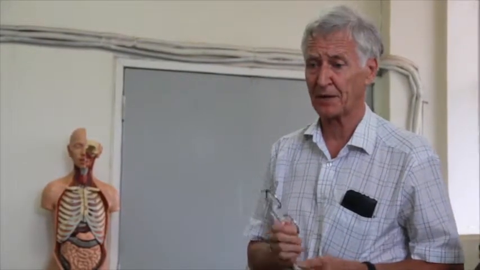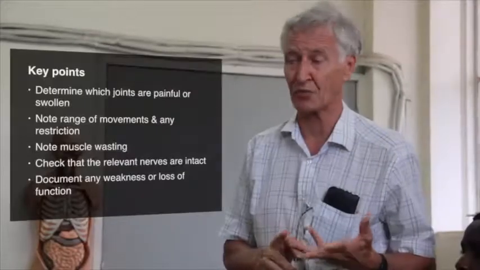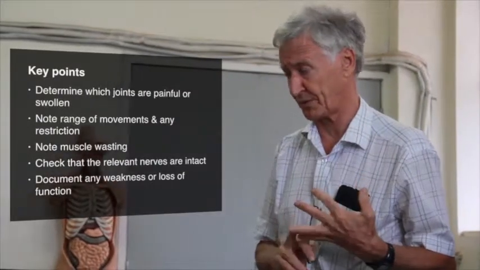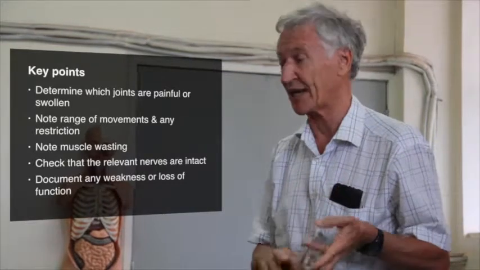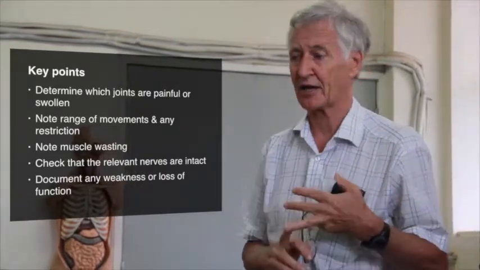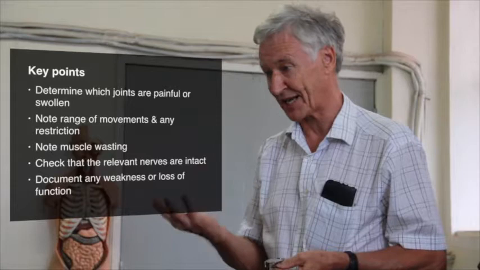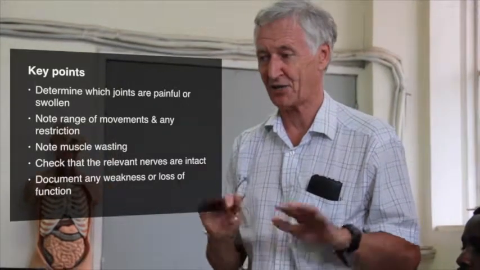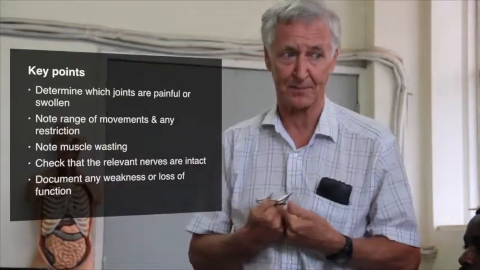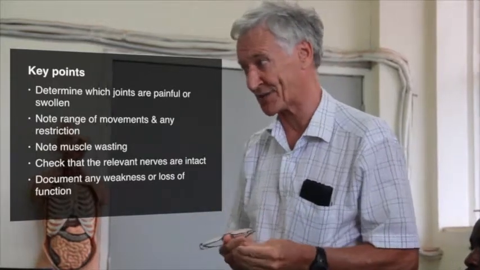So in principle then, I've gone over the main points on examination. The first one is to determine are the joints involved or not, and then which joints. Then you note on palpation for tenderness and for swelling. Then you determine the range of movements passively. You look for any muscle wasting.